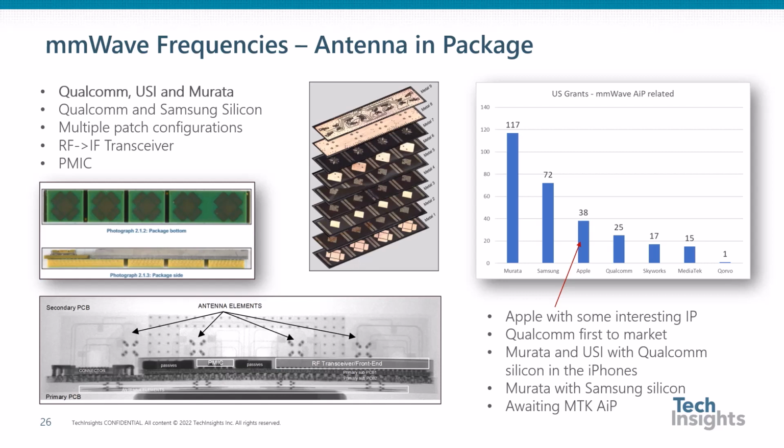The chart on the right shows the distribution of antenna and package related assets from our landscape. Nothing too surprising here, except for Apple. We found that they had some interesting IP in this space.